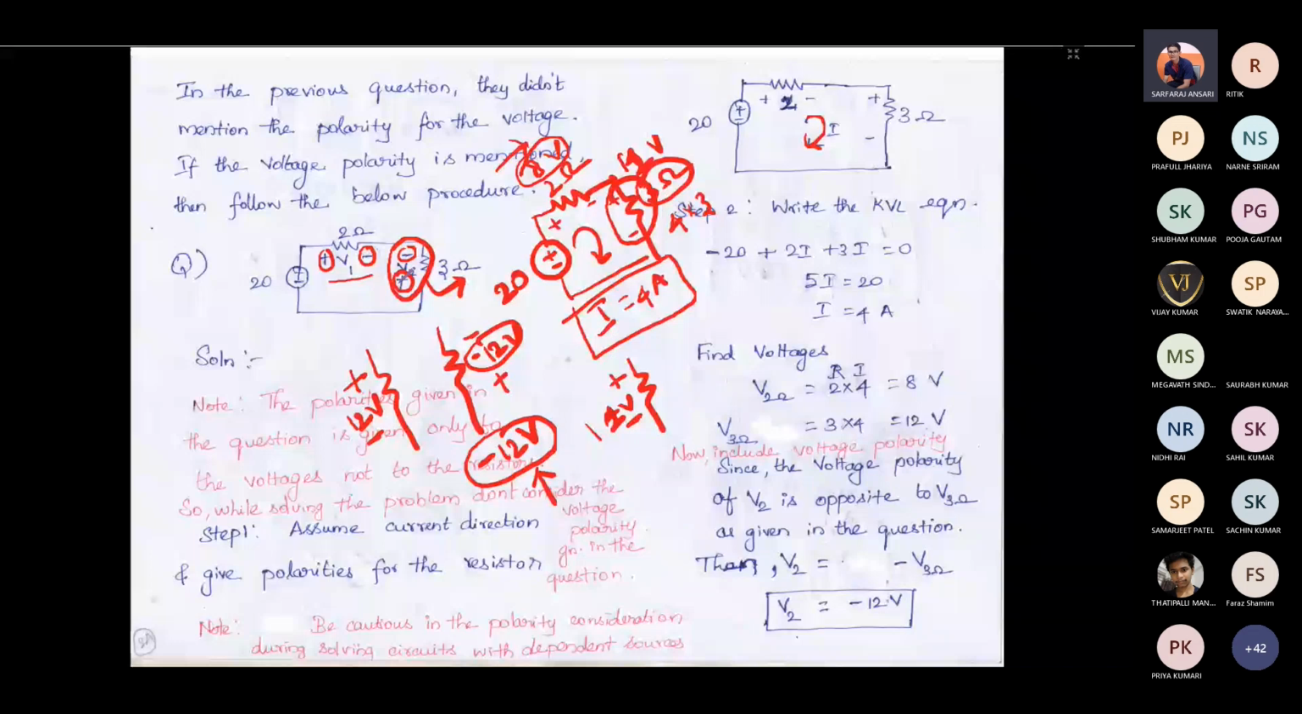Okay, in another way how you can solve is, instead of finding the voltage like this, you can assume the current direction in the reverse way. Okay, so this is 20 volt, this is 3 ohm and this is 2 ohm. This is positive polarity and this is negative polarity, and this is positive polarity and this is negative polarity. If you find the current for this circuit, we have already found this, I came as minus 4 ampere, right?